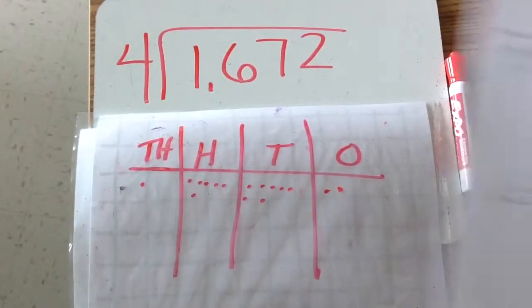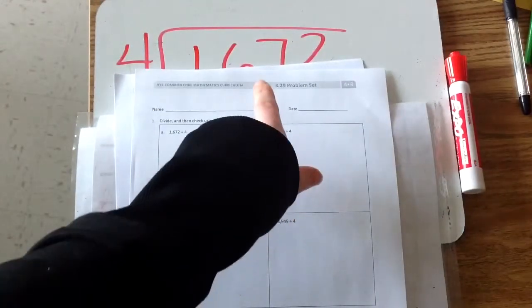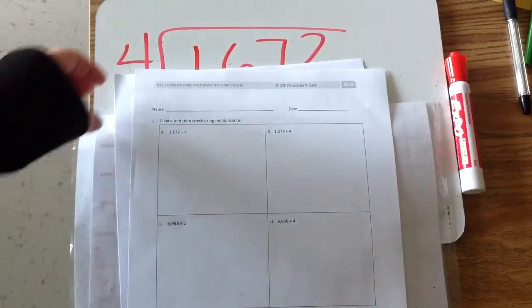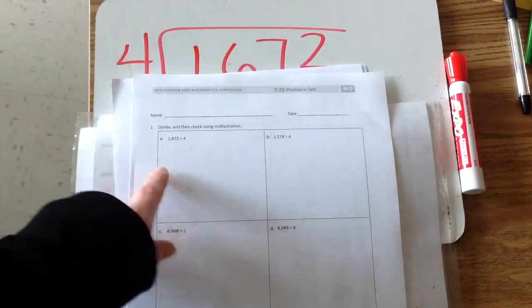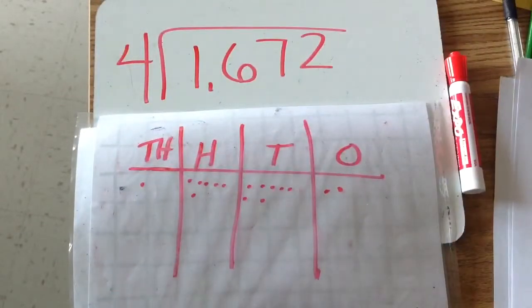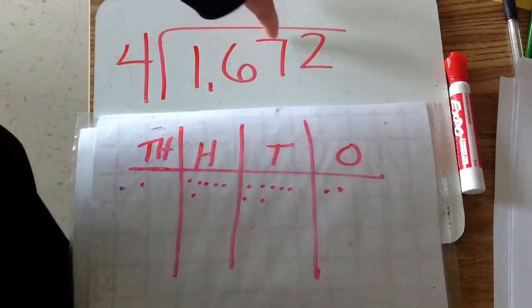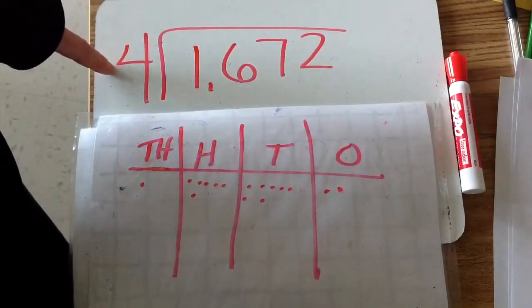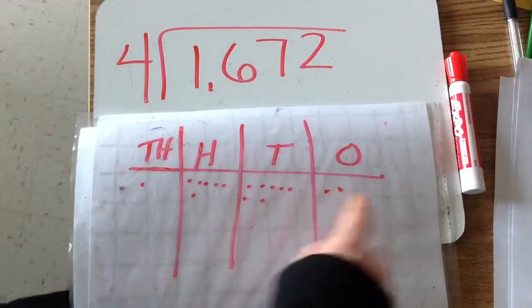All right, ladies and gentlemen, we are working on 3.29, which is our 29th lesson of this unit. You'll notice we're dividing much larger numbers this time around. So I'm just going to show you the process and then let you move on. What I have here is 1,672 divided by 4. And I also put out the place value chart.